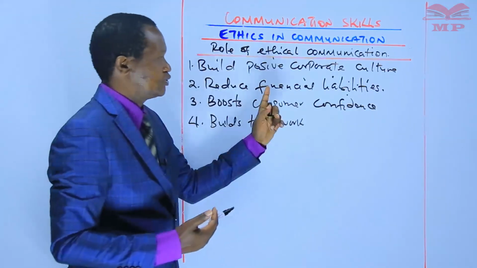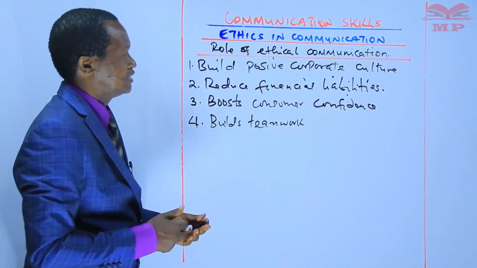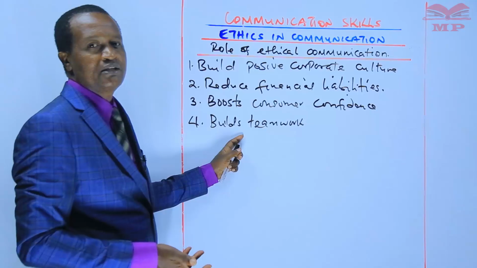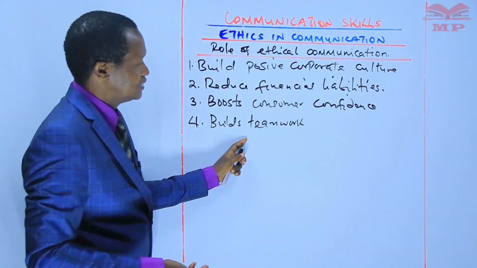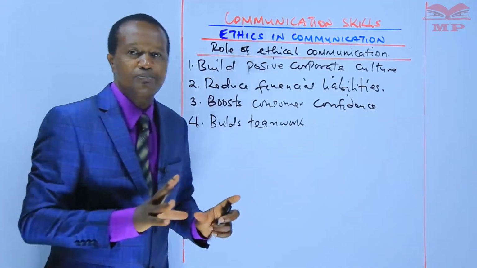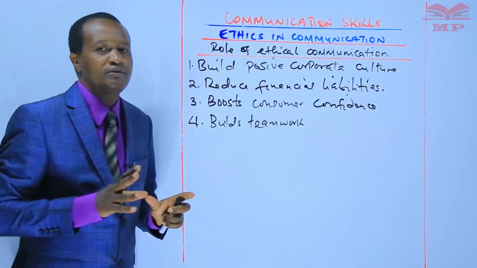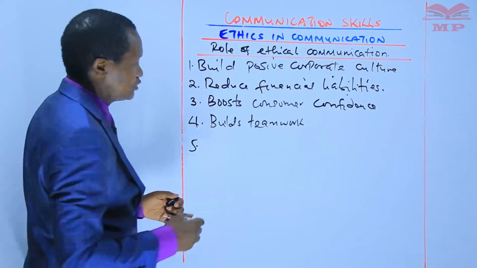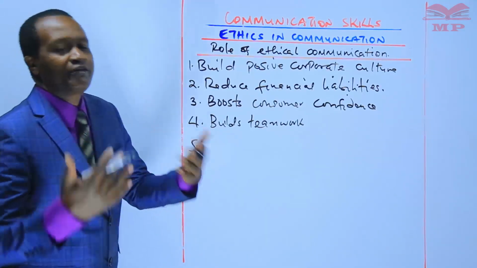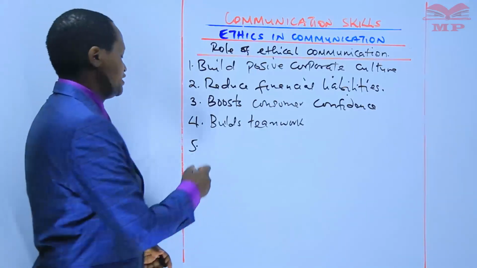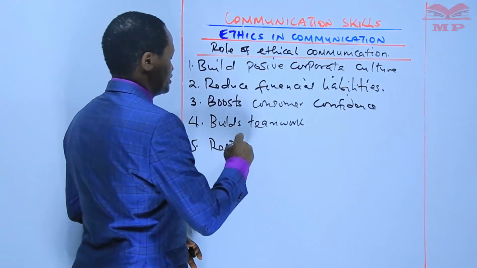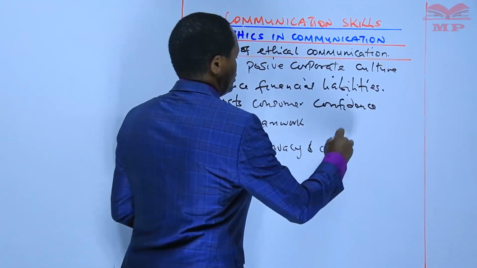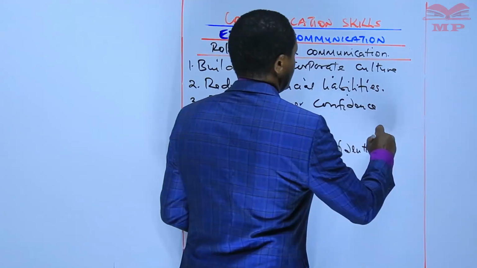So ethical communication may require that the beliefs of employees are respected, their values are respected, and when that happens, the employees are able to work together as a team, teamwork. Another role of ethical communication is in relation to privacy and confidentiality. Respect privacy and confidentiality.